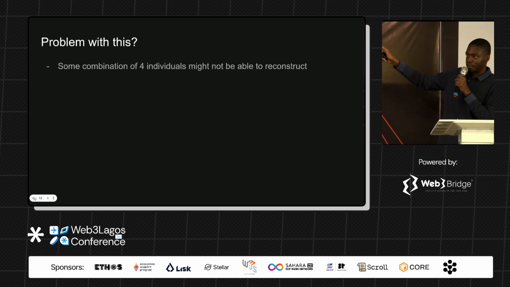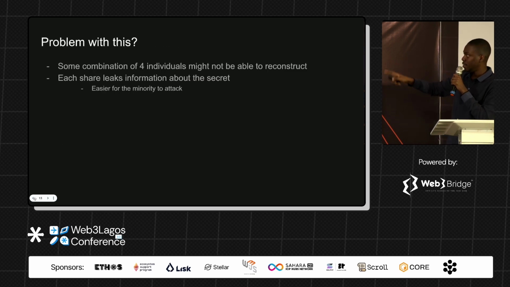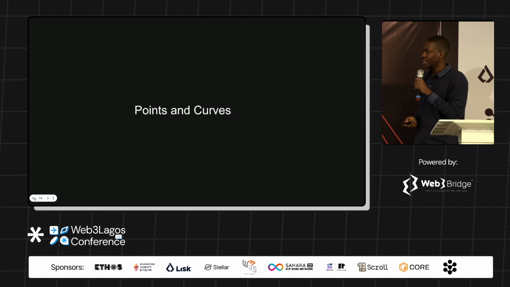So some of them would not have, in this example, when we combine 2, 3, 4, 5, they couldn't get the secret. So that's the first problem. Then the second problem is that it leaks information about the secret, basically making it easy to attack by a strong enough minority. Does this make sense so far?